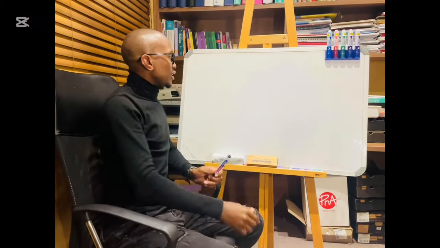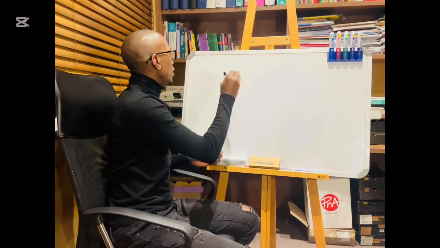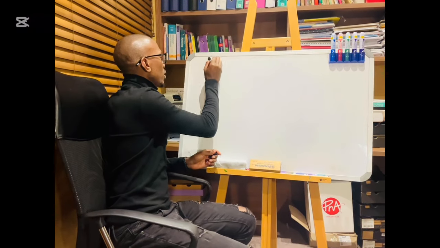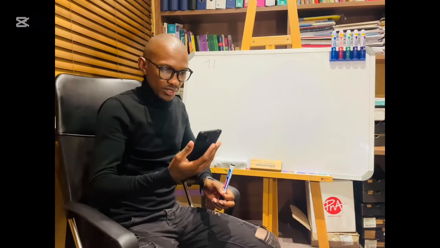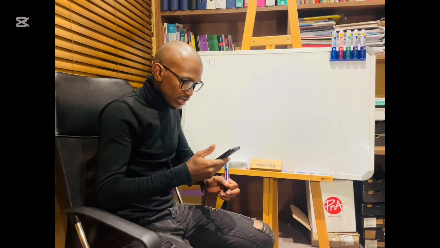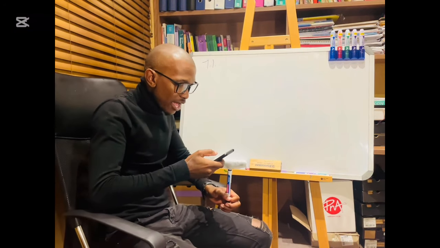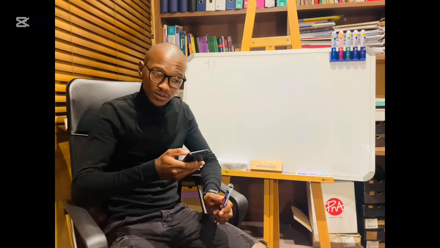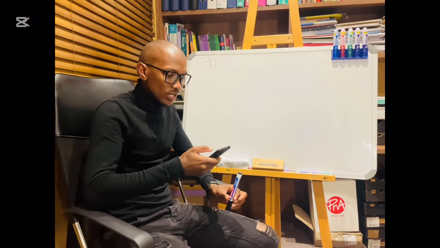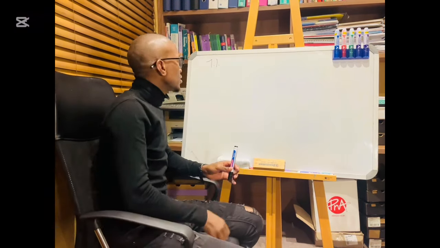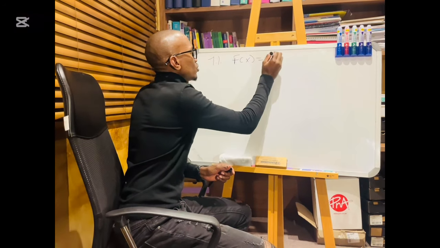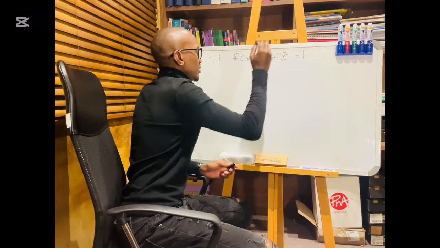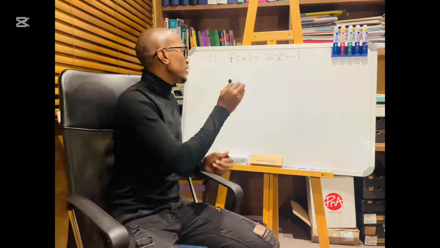Okay, so let me do this, guys. The first question, which is 7.1, says: determine f prime of x from first principles if f of x equals 2x squared minus 1. So your f of x is given as 2x squared minus 1. So they're asking you to find what?